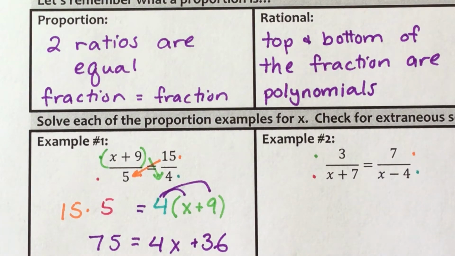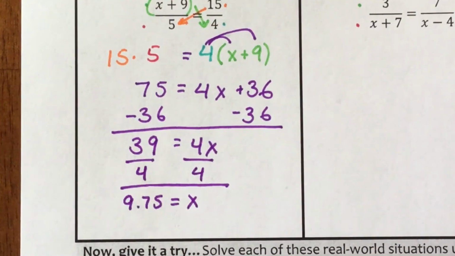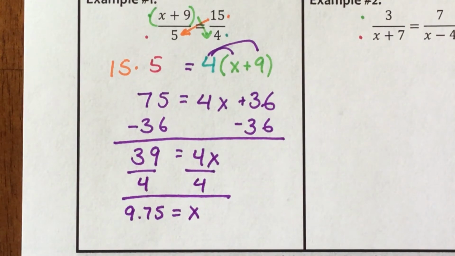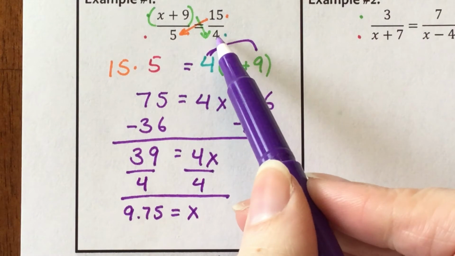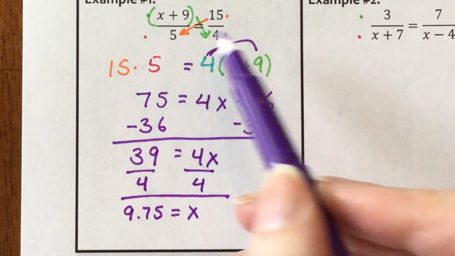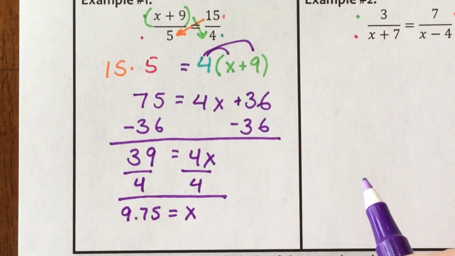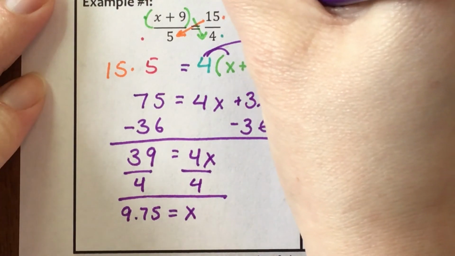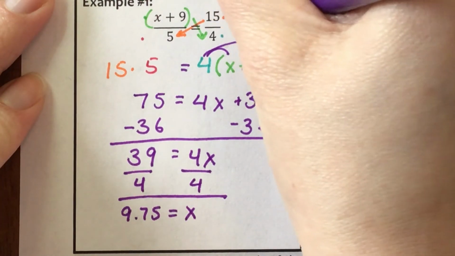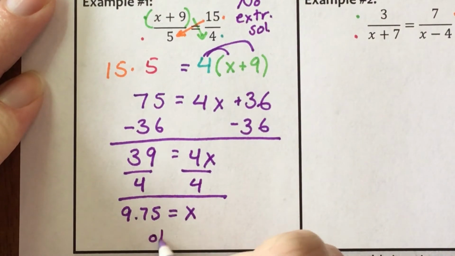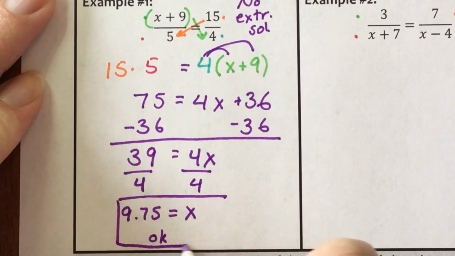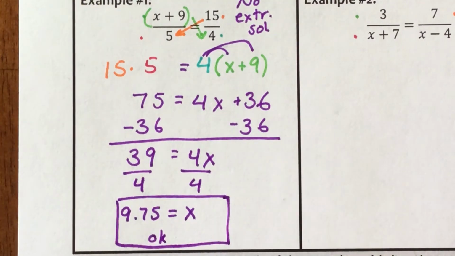Okay. We do need to check for extraneous solutions. You need to check for extraneous solutions. So take the denominators, and if there's any x's in them, set them equal to 0. 5 does not have any x's, 4 does not have any x's, so there are no extraneous solutions, which means that 9.75 is an okay answer for x to equal.